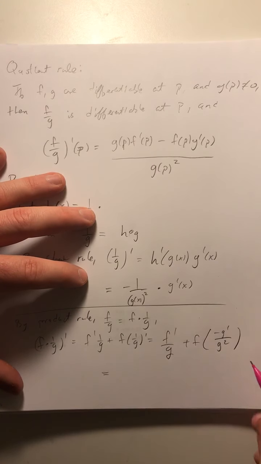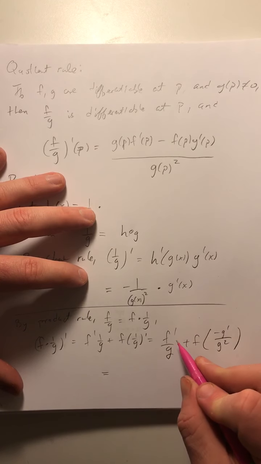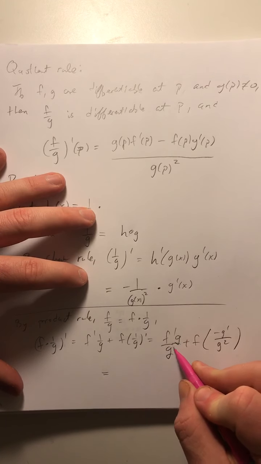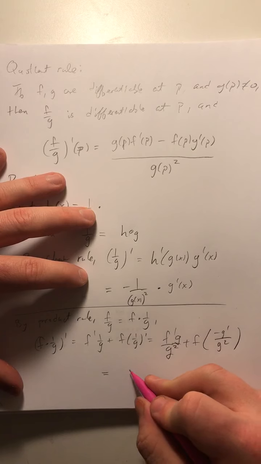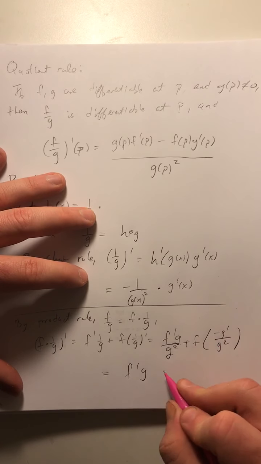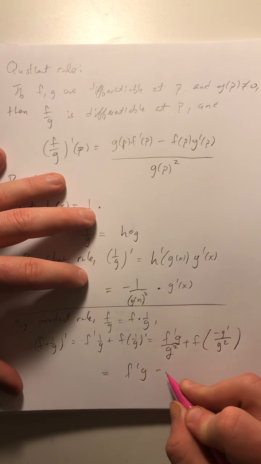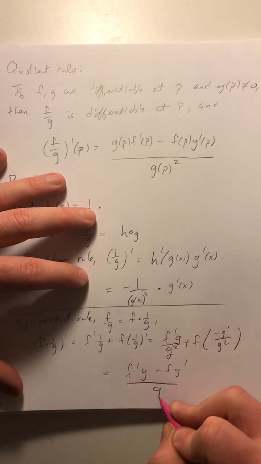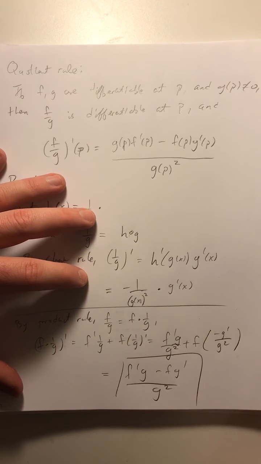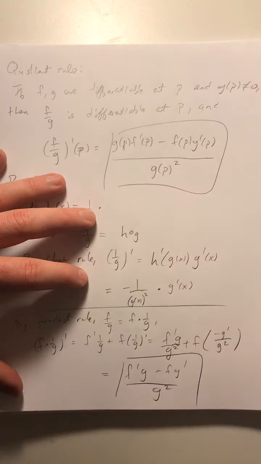Okay, so let me get a common denominator. To get a common denominator, I'm going to multiply this part over here by g, and divide it by g as well, so I get f prime g, and then f times negative g prime is minus f g prime, and this is all over the common denominator g squared. There's our quotient rule formula.